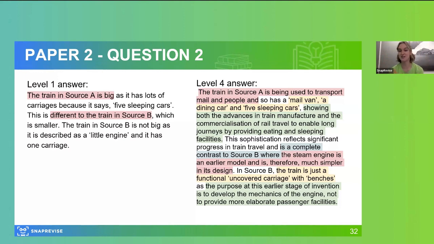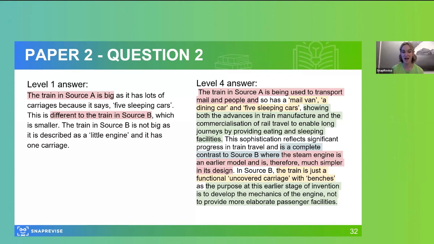You make your point again by saying that the steam engine in source B is an earlier model and is therefore much simpler in its design. In source B, the train is just a functional uncovered carriage with benches, as the purpose at this earlier stage of invention is to develop the mechanics of the engine, not to provide more elaborate passenger facilities.